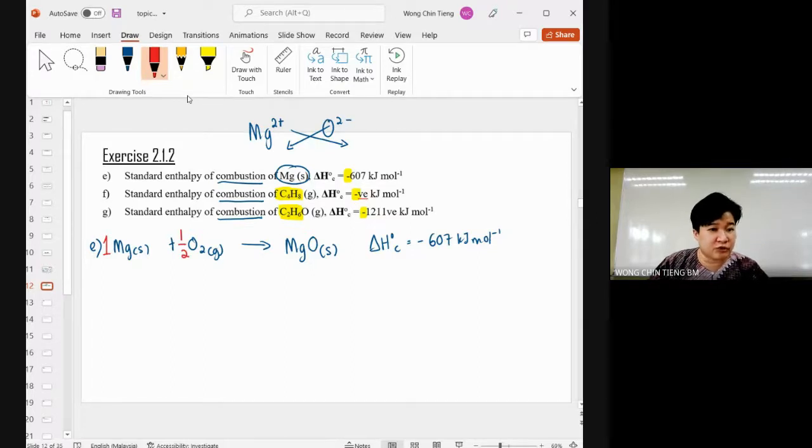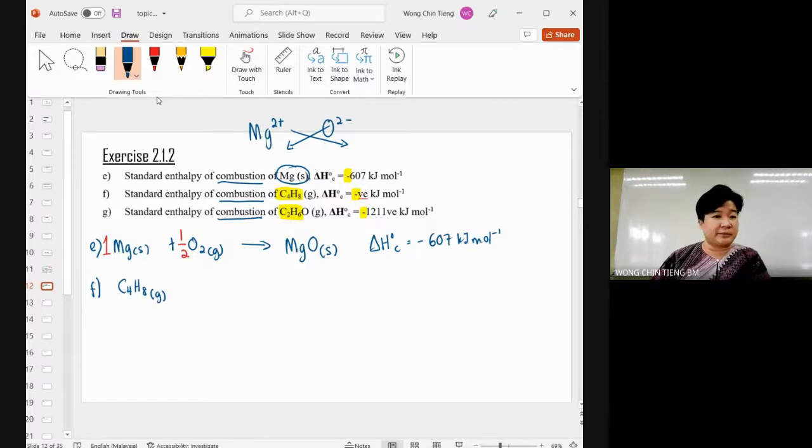Okay, setuju ke? Bukan isu apa pun. Isu dia satu je. Jangan expect dia akan dapat carbon dioxide dengan water sentiasa. Okay, itulah isu dia. And then you have your F over here. Your standard enthalpy of combustion also, yang ni senang, C4H8, tak ada isu apa. Gas.